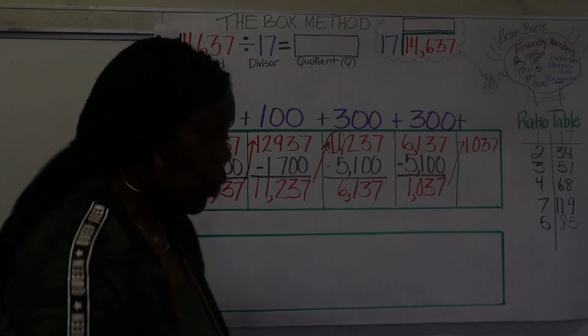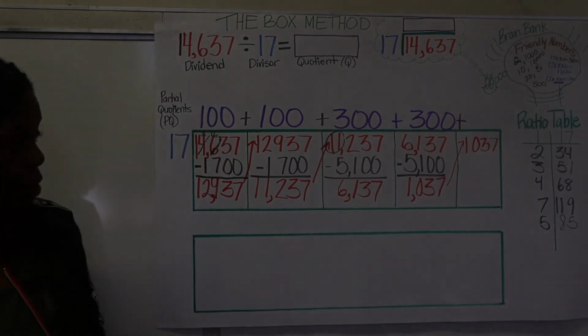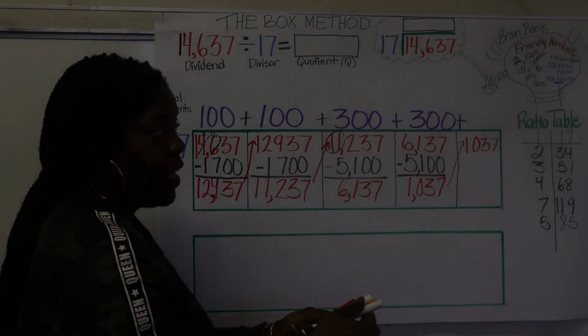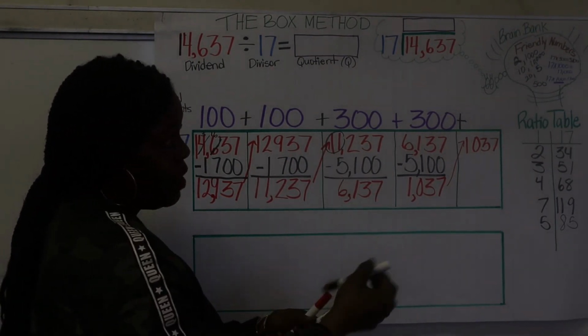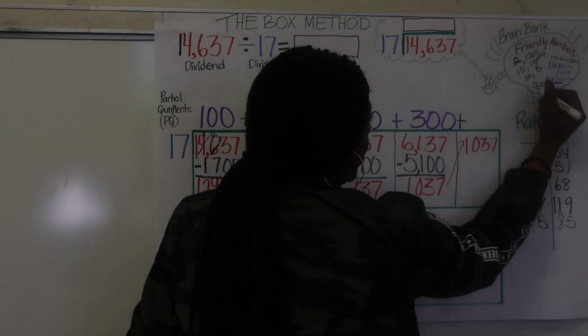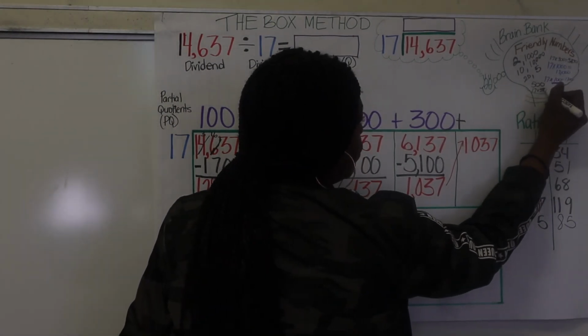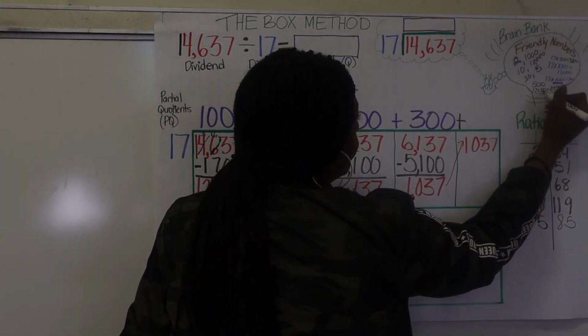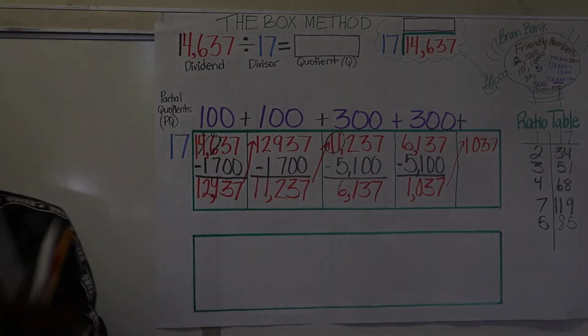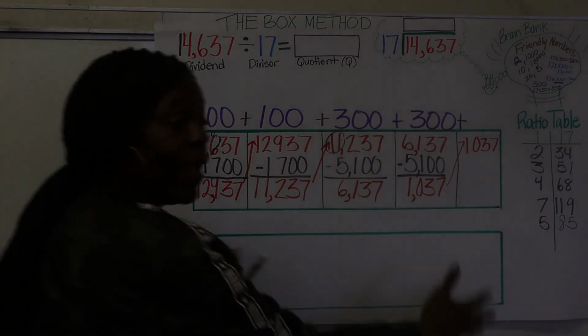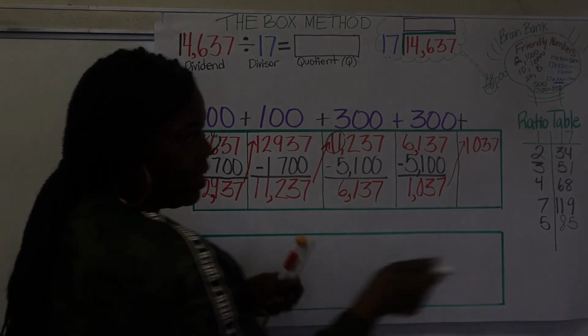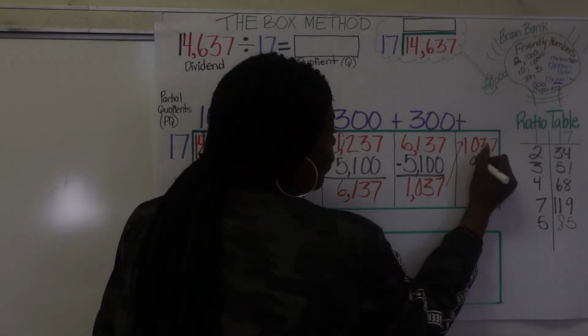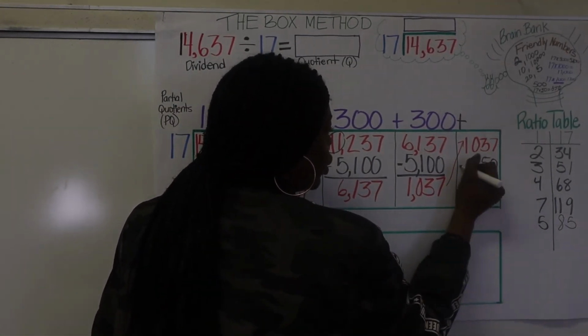Focus. What am I going to subtract now? 1,000. Well, what did you say? You said 17 times what? 50. I'm in the brain bank still. 17 times 50 gave you what? 850. Do we see how the ratio table had us not even having to think about it? It's all right here. What does that give us then? 850. Then I subtract. Show me on your board.